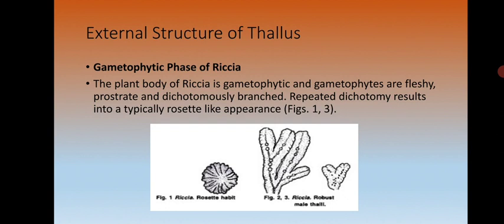There are two types of rhizoids: smooth rhizoids and tuberculate rhizoids. The smooth rhizoids are long unicellular structures, and in tuberculate rhizoids, peg-like outgrowths arise from the inner surface of the walls.